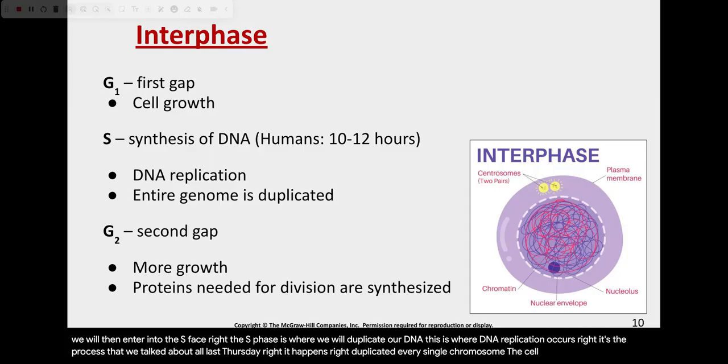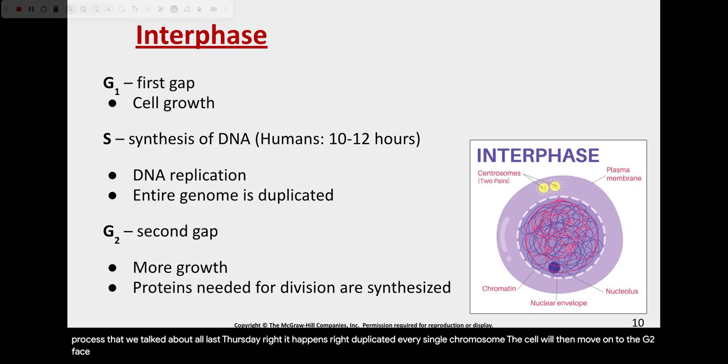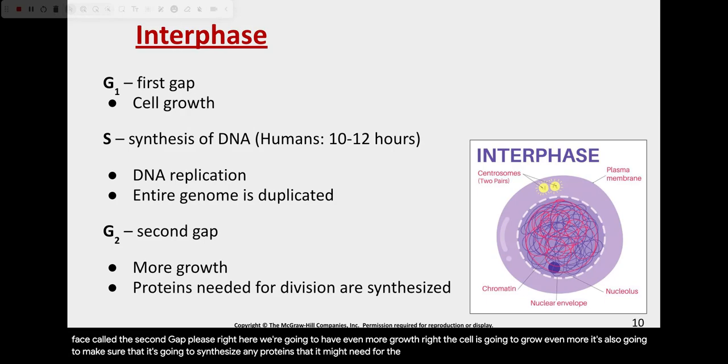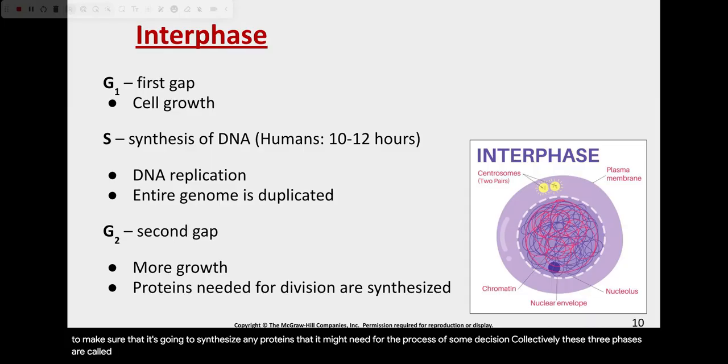The cell will then move on to the G2 phase, called the second gap phase. Here we're going to have even more growth. The cell is going to grow even more. It's also going to make sure that it synthesizes any proteins that it might need for the process of cell division. So collectively these 3 phases are called interphase. We have the G1 phase, the cell grows. We have the S phase, DNA replicates, and the G2 phase, the cell grows some more and synthesizes any protein it might need for division.